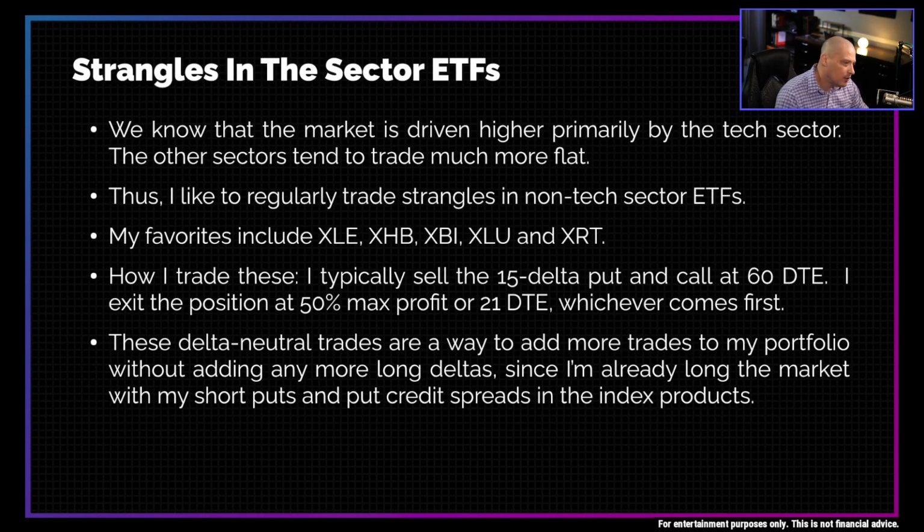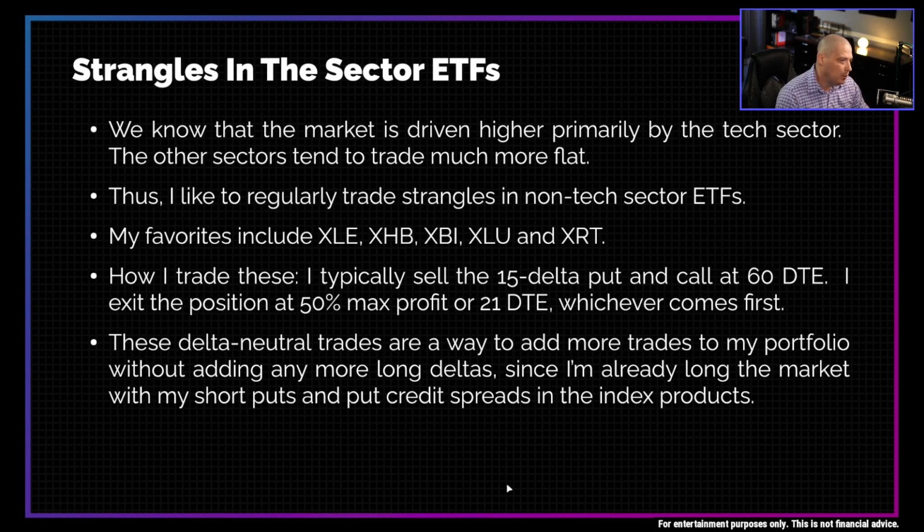How I trade these are pretty standard, one standard deviation strangle. So I typically sell around the 15 delta put and the 15 delta call at 60 DTE. Management is the same as most of the things I do. I exit the position at either 50% max profit or 21 DTE, whichever comes first.